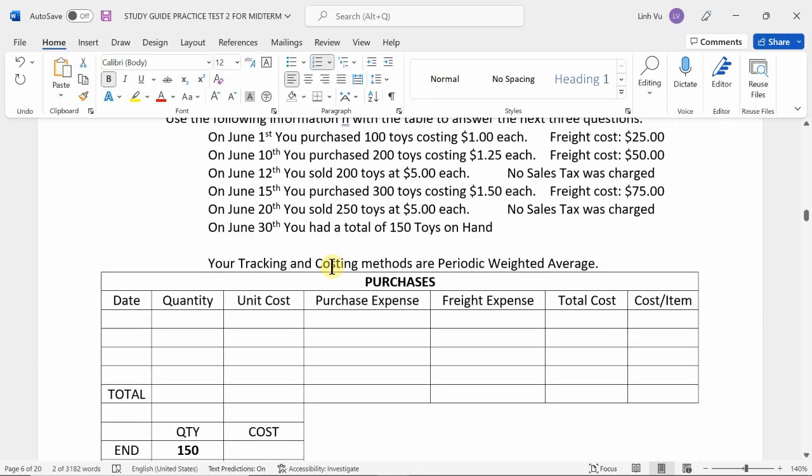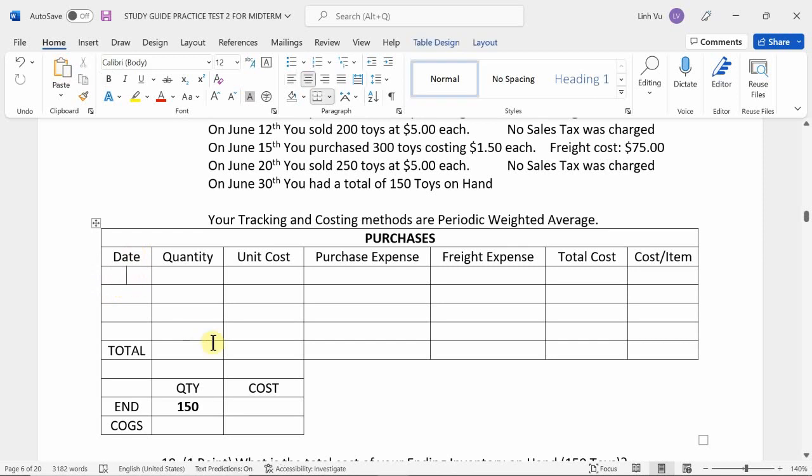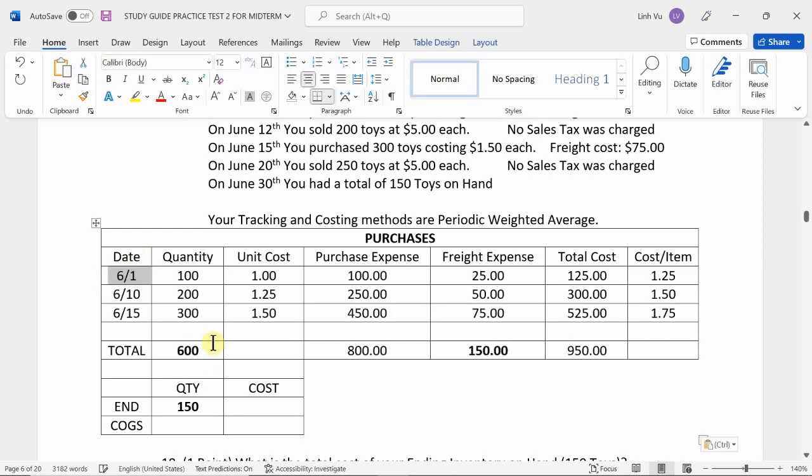Okay. So last example here, right? This time you have weighted average. So what's the rule here for weighted average? What difference does weighted average have? You do have to do your total cost. You're going to have to find the average between the three.